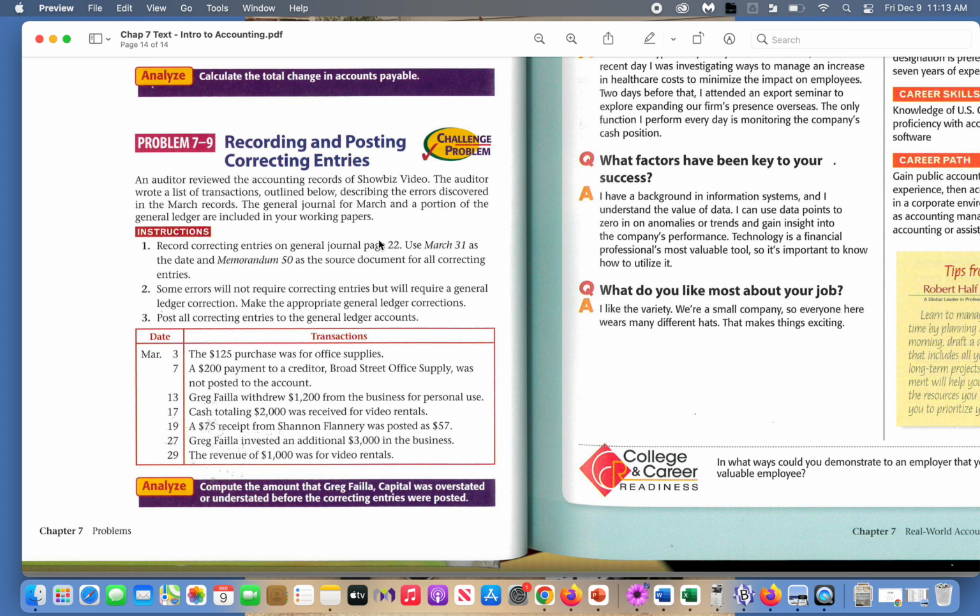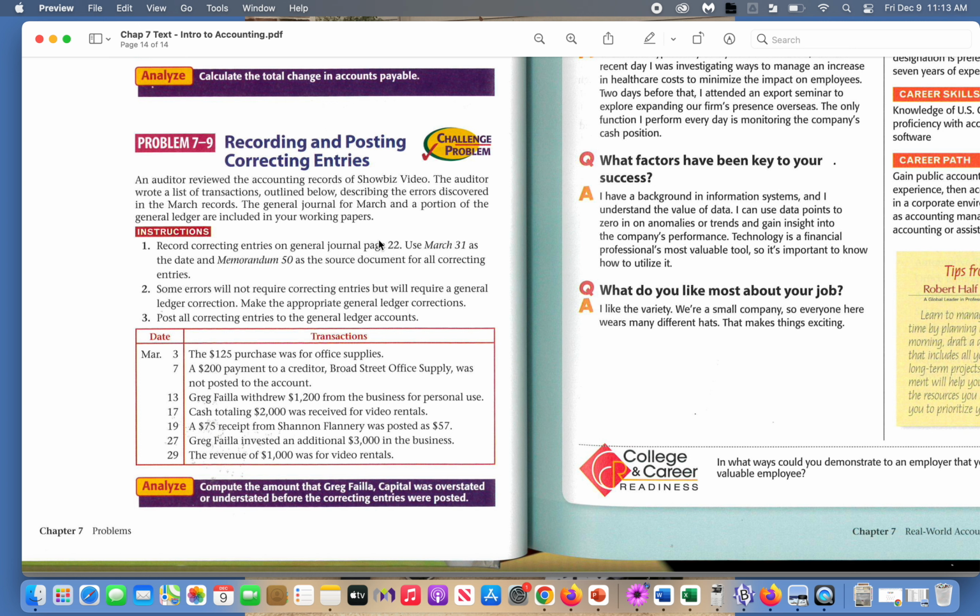So March 3rd, the $125 purchase was for office supplies. So let's figure out what was going on here. So here's March 3rd, General Journal, page 21. I'm going to read this again. The $125 purchase was for office supplies. Okay, we got office furniture. Cash and bank is correct. So they are saying we debited the wrong account. What do we have to do to fix it?